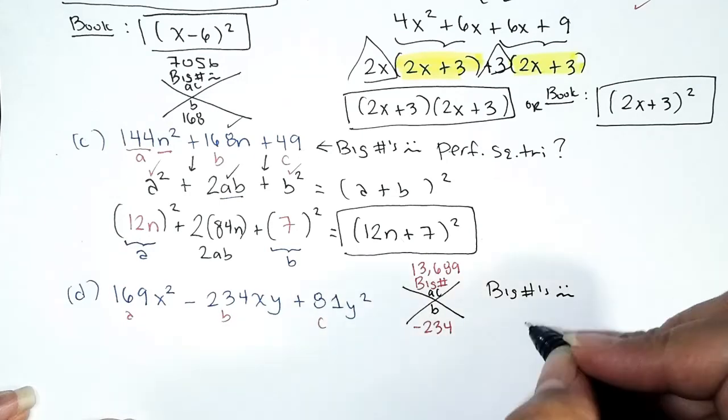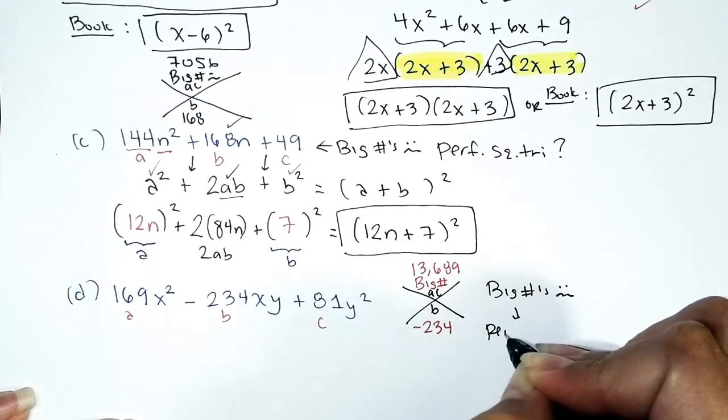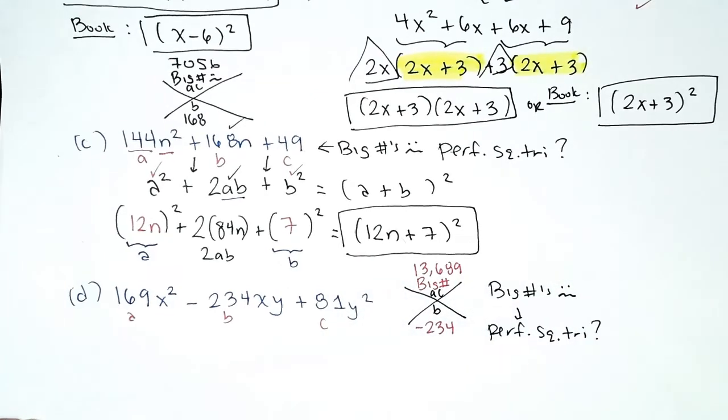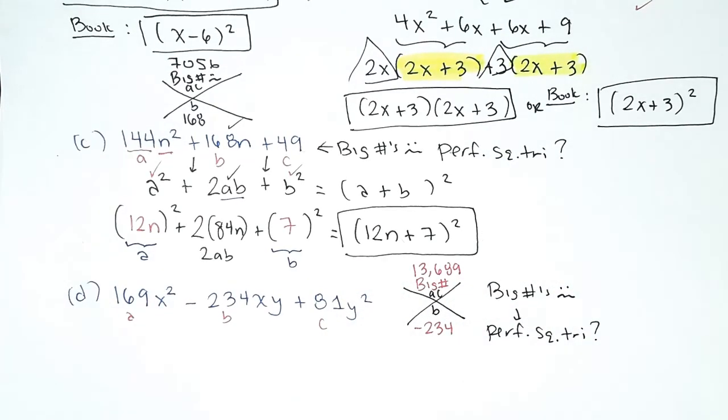But because I have big numbers, I'm gonna ask myself, do I have a perfect square trinomial? This is math in the classroom, so it's pretty predictable. But in the event that it wasn't, then I guess good luck to you, or come back to it when you're done answering the rest.